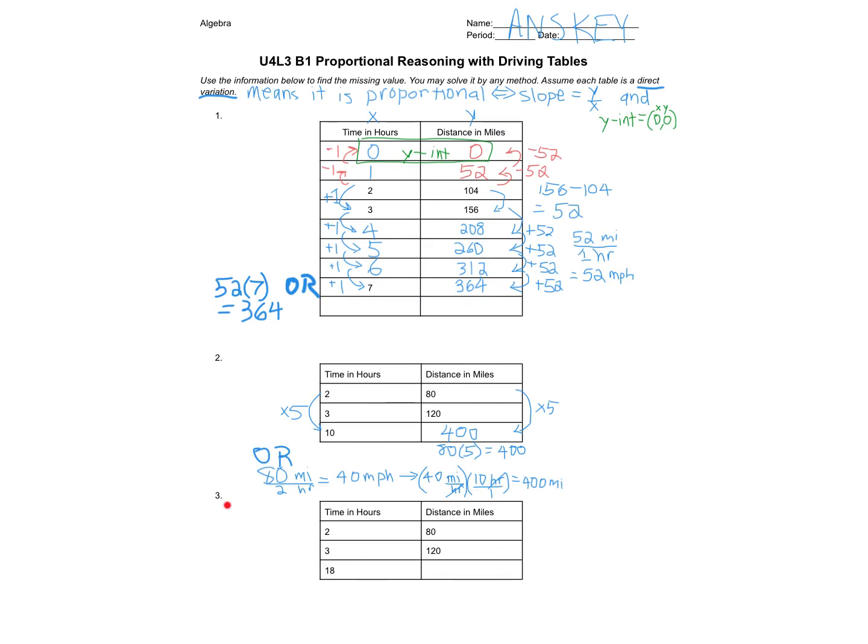Now let's take a look at number 3. We have time of 2 hours is 80, 3 hours is 120. This time I want to get to 18 hours. Take a moment to try to solve that problem. Otherwise, here is that answer.